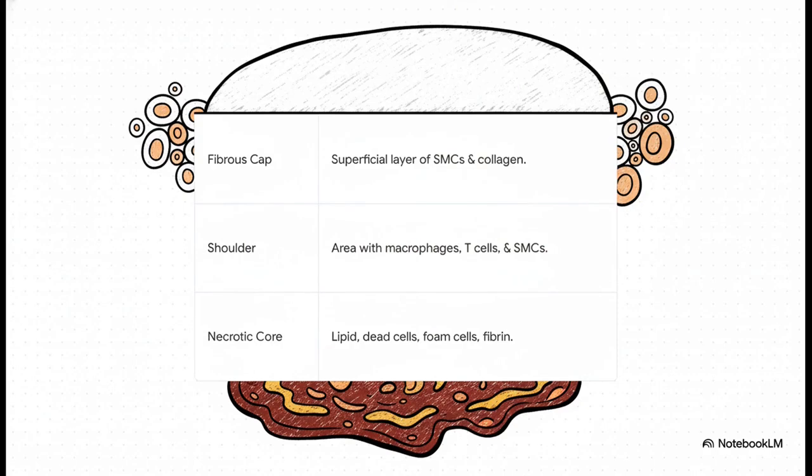Now, please understand, this plaque is not just a simple blob of cholesterol. No, it's a very complex, organized structure. It has an anatomy. Look at this table. On top, you have a fibrous cap made of smooth muscle cells and collagen, trying to keep everything contained. Then you have the shoulder region, which is packed with all those inflammatory cells. And deep inside, that's the really nasty part, the necrotic core. It's basically a garbage dump of lipids, dead cells, and all sorts of gunk.